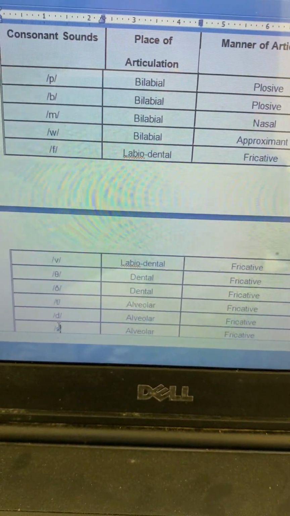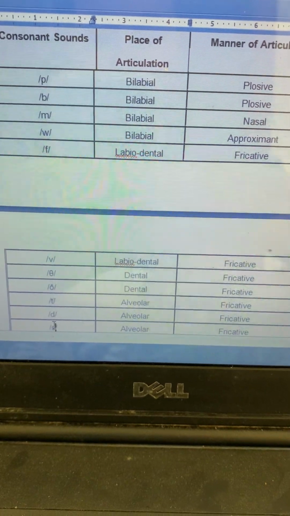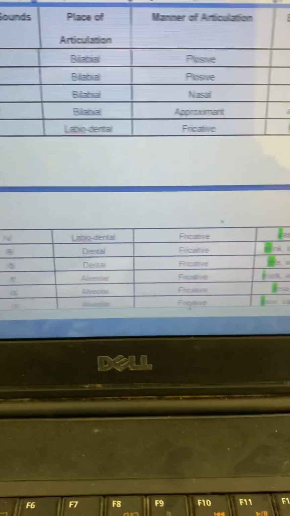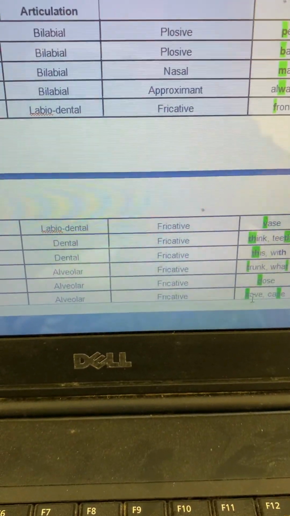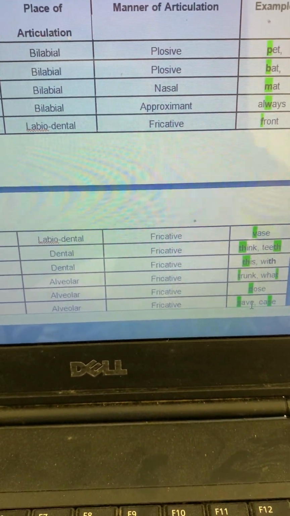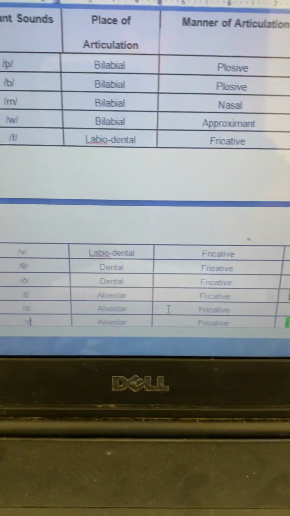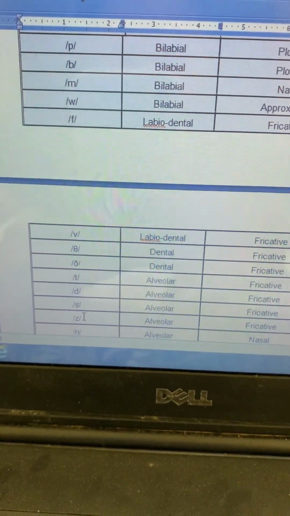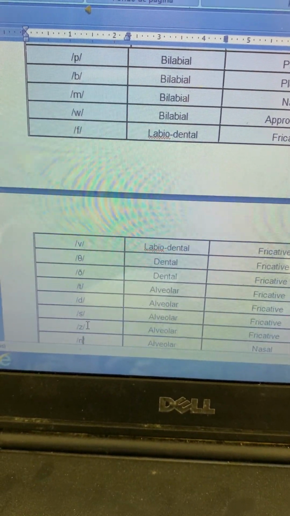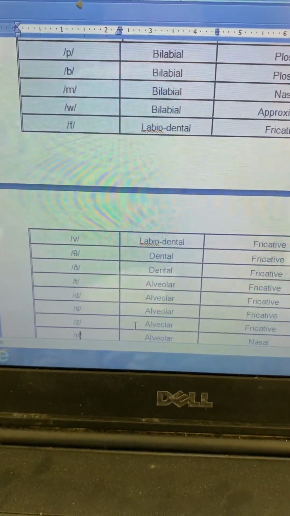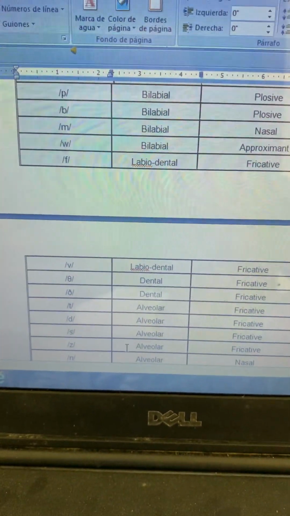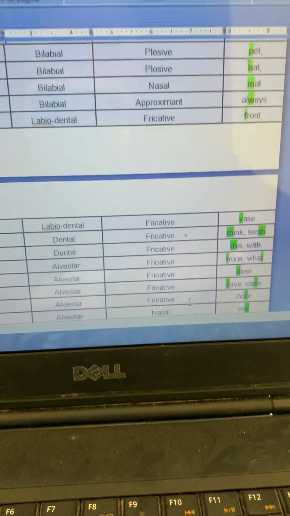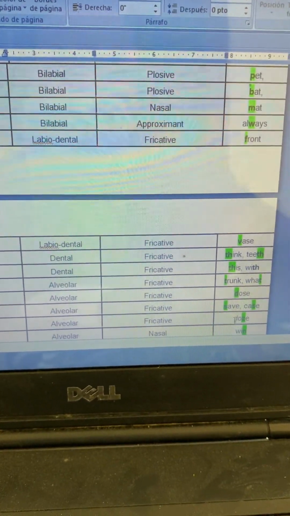Here we have the consonant S, which is voiceless, alveolar, fricative. For example, safe, case. Here we have the consonant Z, which is voiced, alveolar, fricative. For example, those.